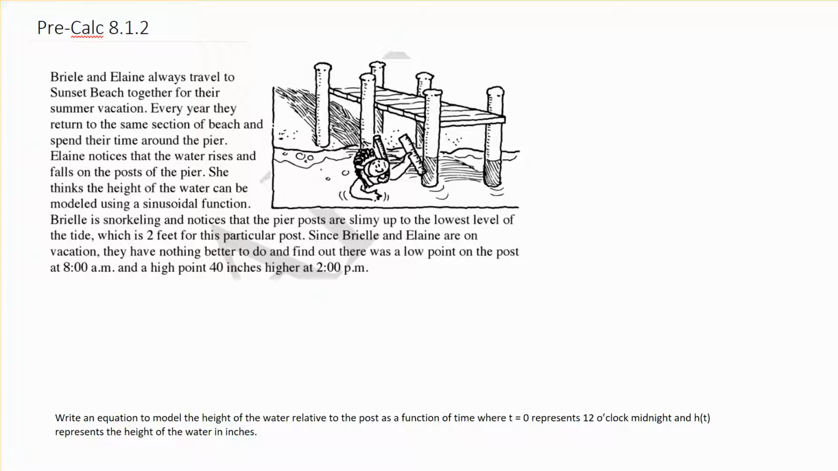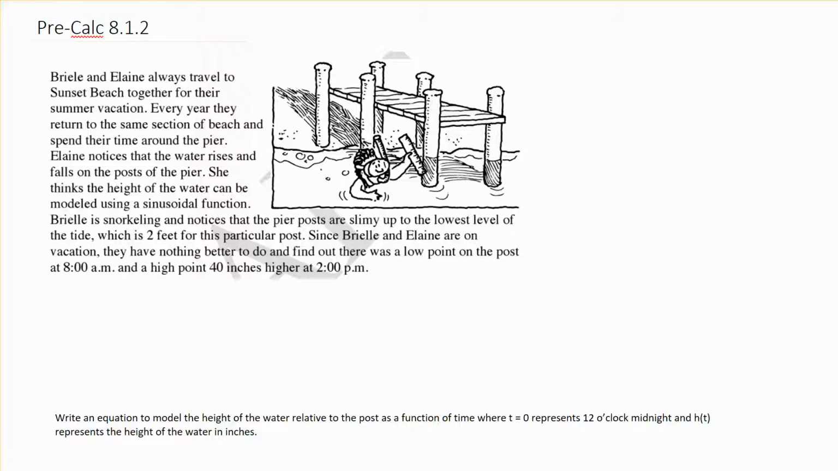Brielle is snorkeling and notices that the pier posts are slimy up to the lowest level of the tide, which is 2 feet for this particular post. Since Brielle and Elaine are on vacation, they have nothing better to do and find out that there was a low point on the post at 8 a.m. and a high point 40 inches higher at 2 p.m.